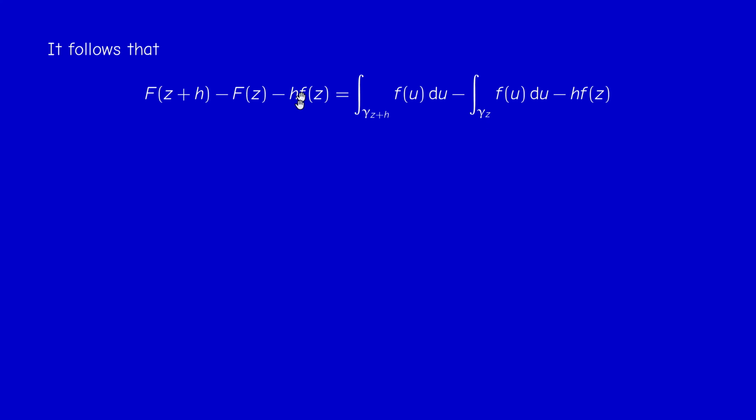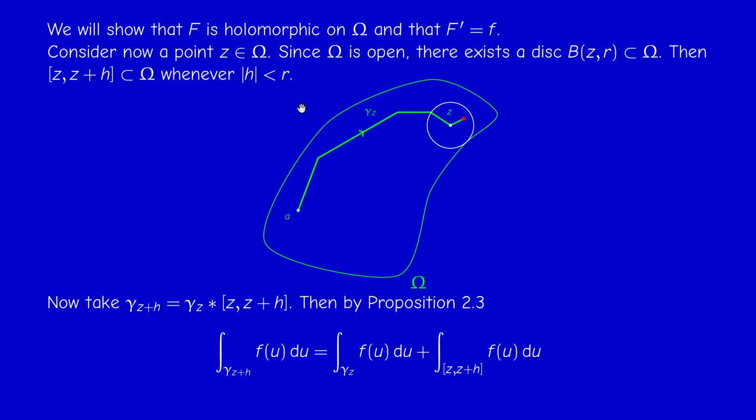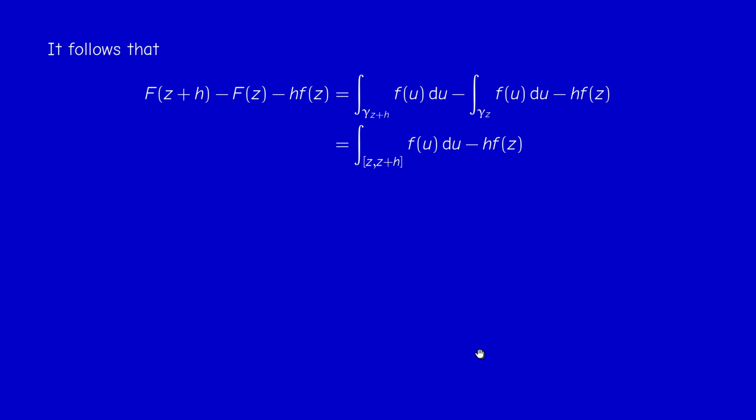And the third term I didn't change. Okay. Now, what is the difference among these two integrals? The difference between the integral over gamma z plus h and the integral over gamma is the integral over this straight line segment, right? So this difference is now the integral over the straight line segment joining z to z plus h of small f minus h f of z.